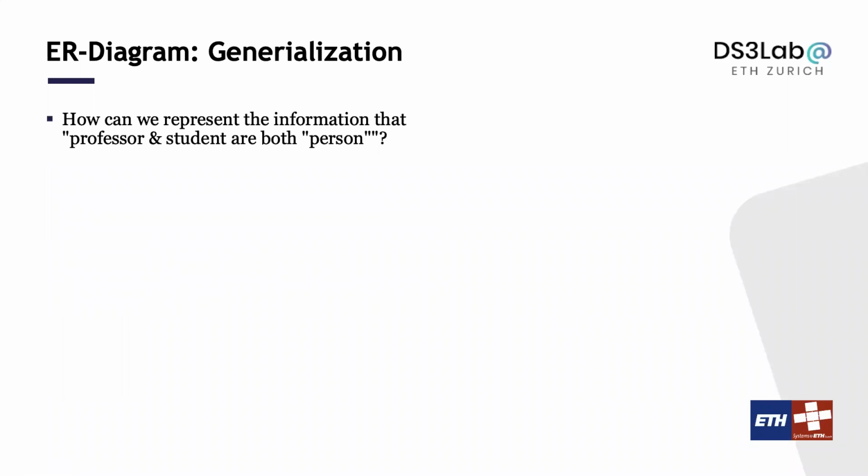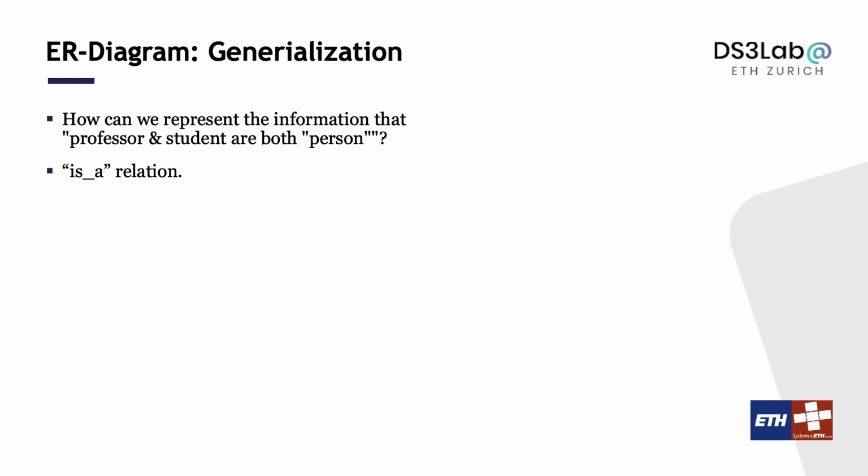Okay. So another concept in ER diagrams is generalization. Here the information that we want to represent is as follows. We have one entity set, professor. We have another entity set, students, right? Both of those entities are people, right? So essentially they share some common attributes, right?